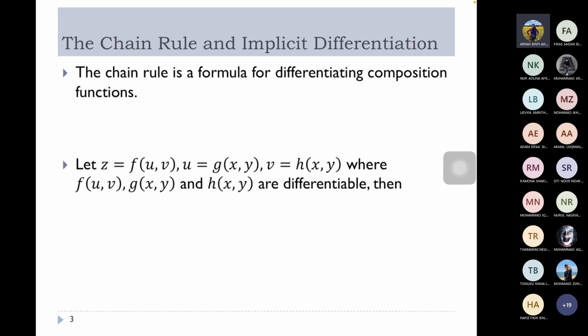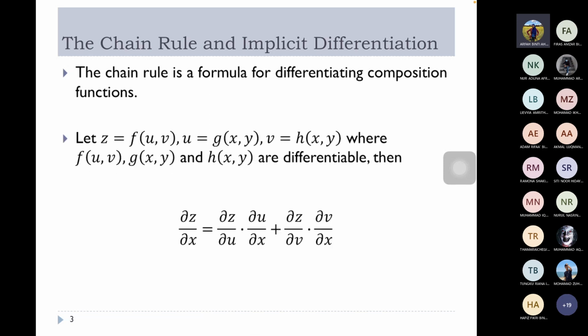So let's say you have a function z that is a function of u and v. u is a function of x and y, and v is a function of x and y, where all of these functions z, u, and v are differentiable. So if you take a look at this function, we have z equal to f of u and v, and u and v are functions of x and y.